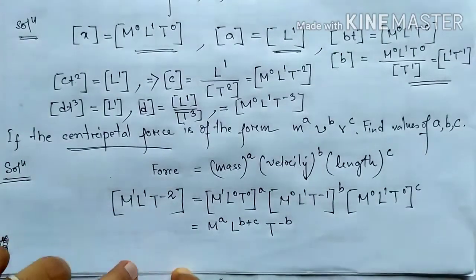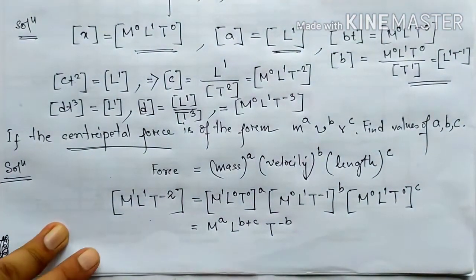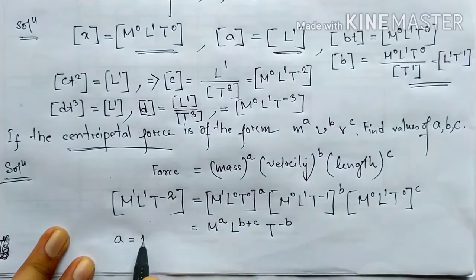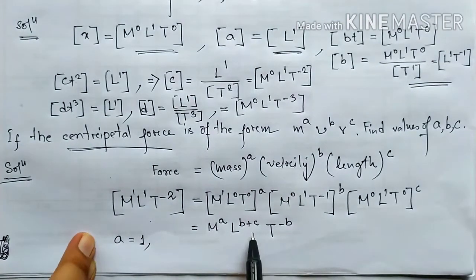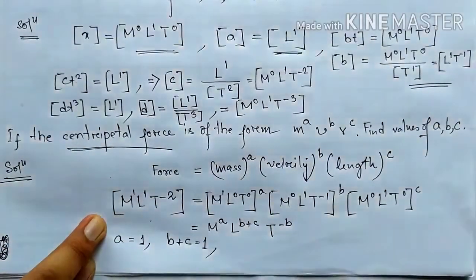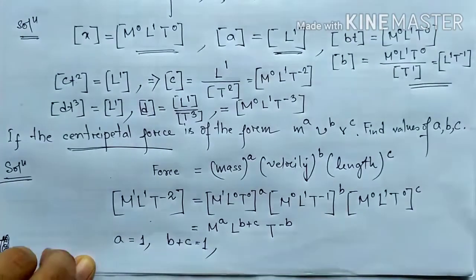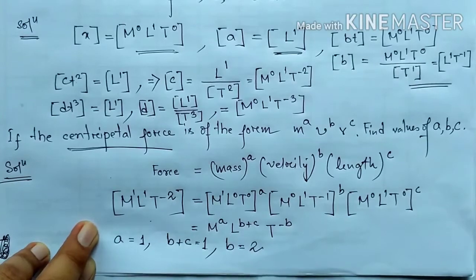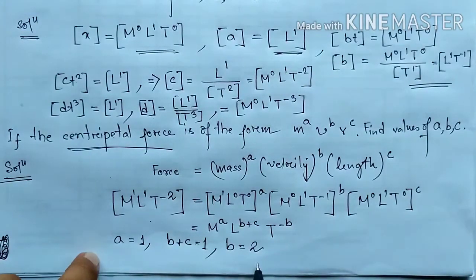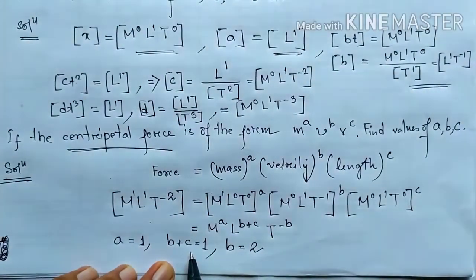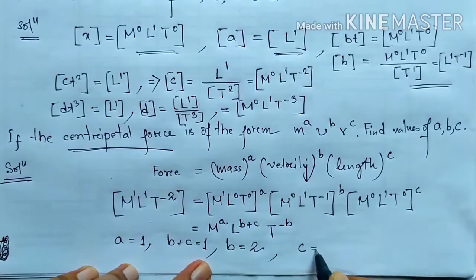Fine. Now if we compare the left side with the right side, what we get? M to the power a equals M to the power 1, so a becomes 1. b plus c becomes 1, and minus b equals minus 2. That means b equals 2. So a is 1, b is 2. What will be the value of c? c will be minus 1, because if I put the value of 2 here, 2 plus c equals 1. That means the value of c is minus 1.